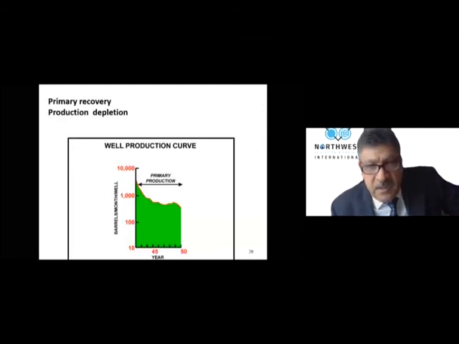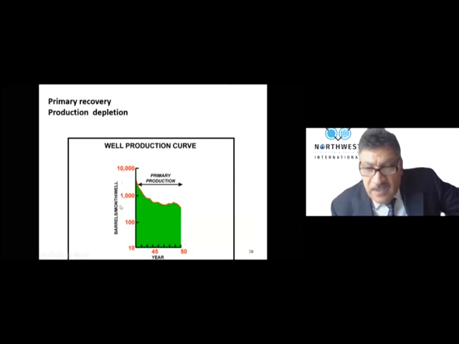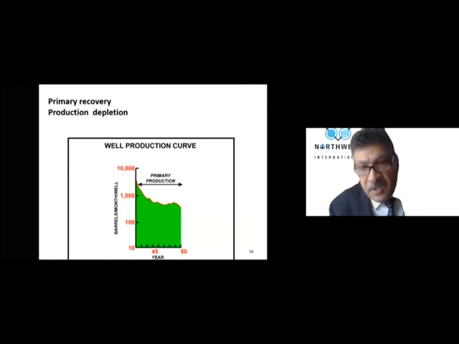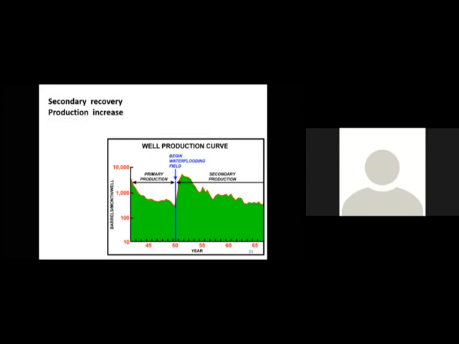Water injection usually comes after primary recovery. So I produce for a certain number of years from a reservoir, as you see in this slide. On the x-axis, we have the years of producing. And then I say, oh, my oil production on the y-axis is getting small. So I need to increase my production. I do water injection, as you see in this slide. So this is about water injection, secondary recovery.